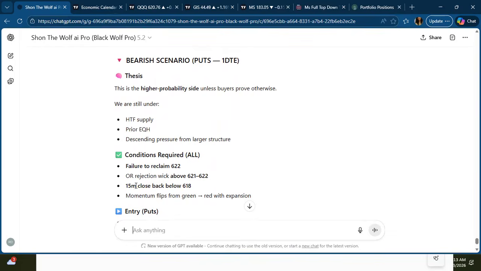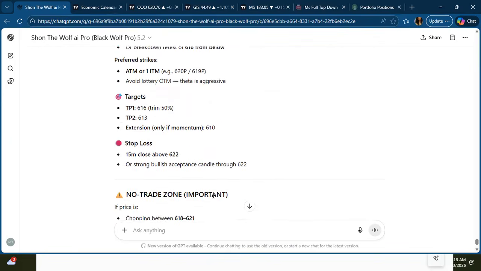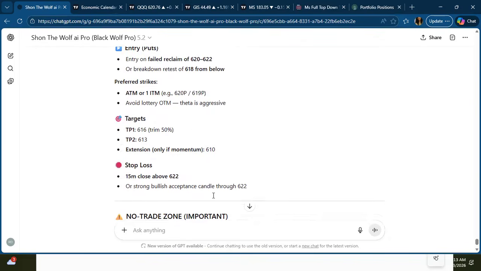After that, you want to make sure that a 15-minute candle closes below 618. So even if you start taking it from the rejection, which again, that's like a high risk trade, you have to make sure that we do also get this happening. Otherwise, your exit from maybe getting it at a higher point is getting out at 618, or planning to get out at 618 if that holds support. And then you also want to see momentum flip from green to red with expansion. And then you have your trade plan here.